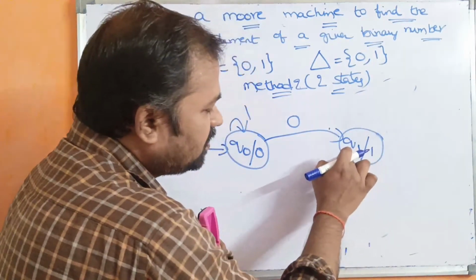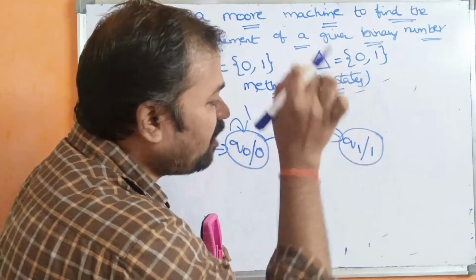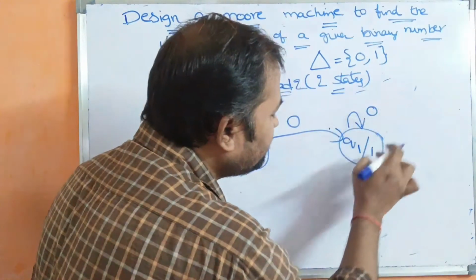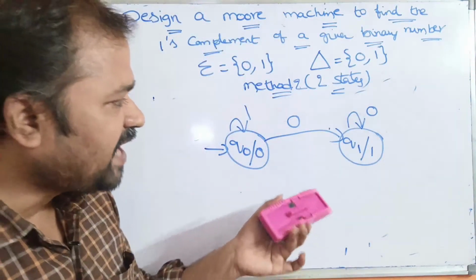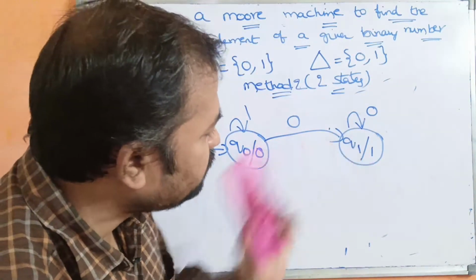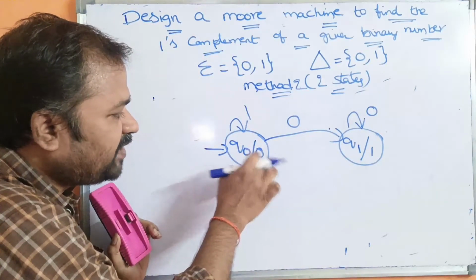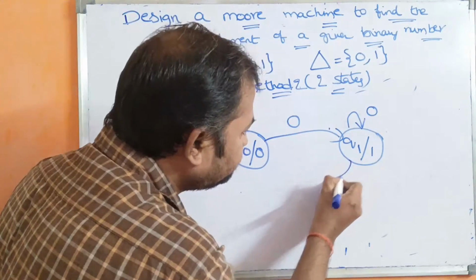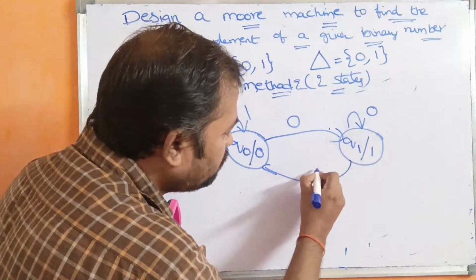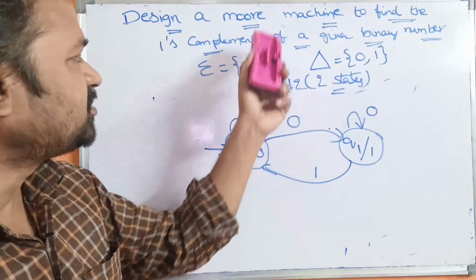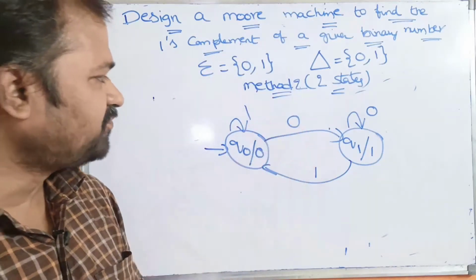Likewise, the output of Q1 is 1. When the output is 1, the input is 0. If the input is 0, then only the output is 1. Now we have to apply 1 on Q1. So 1 means the output should be 0. So we make the transition to Q0. So 1 on Q1 means it will go to Q0, output is 0. So this is the Moore machine for solving this problem with the help of two states.